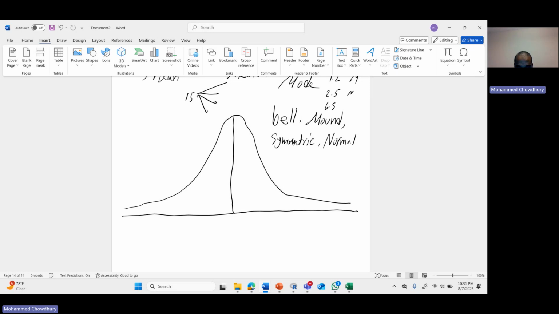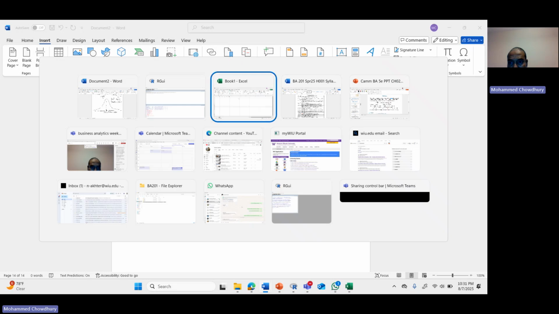Okay. So in such a case, at this place, the mean is equal to the median, equal to the mode. Okay, after these discussions, let me take you to the next slide.